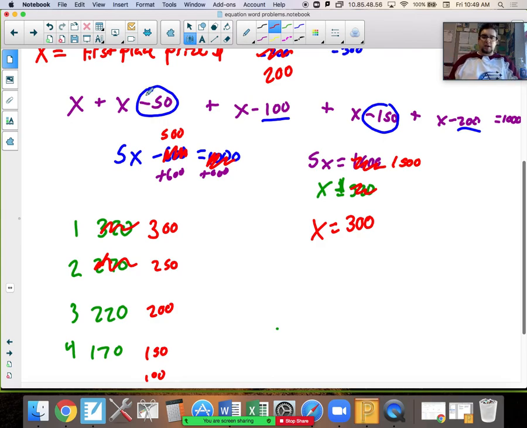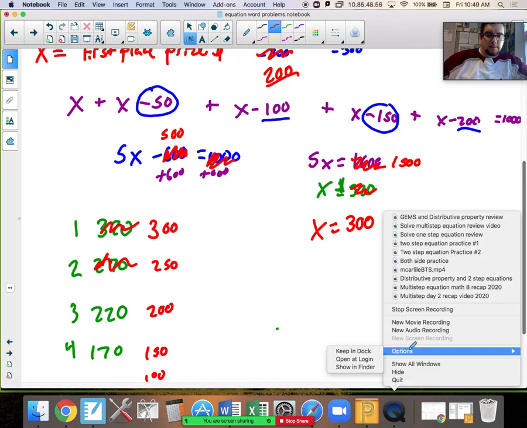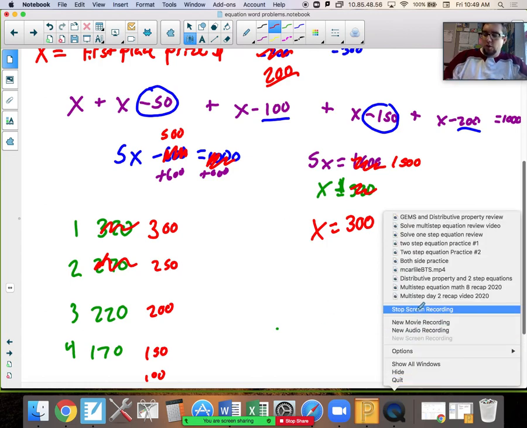Okay, feel kind of dumb. 150 plus 50 and 150 is 200, not 300. Man, can't believe they made me be a math teacher, right? All right, so that is our word problem review.